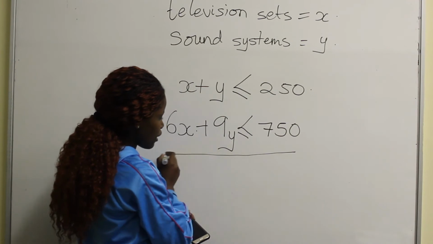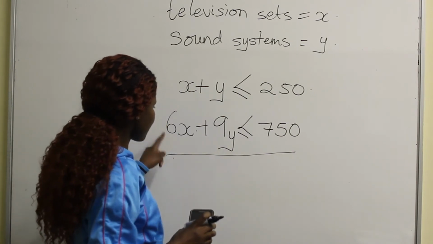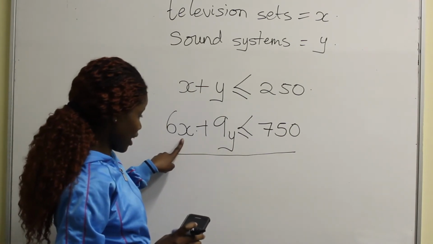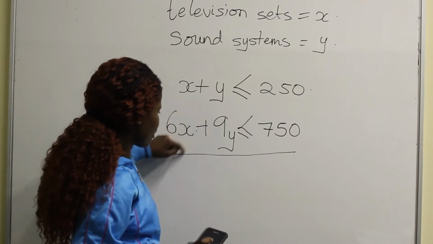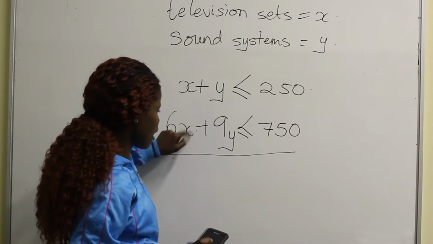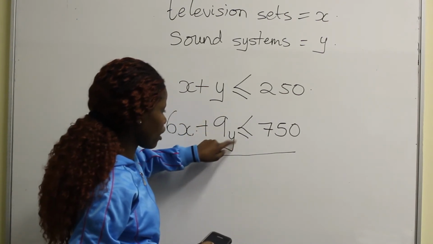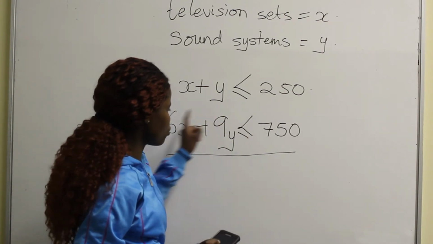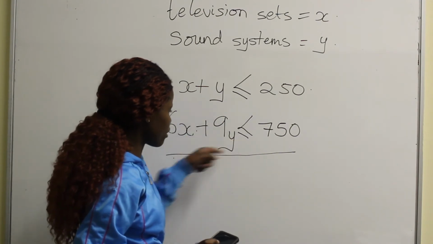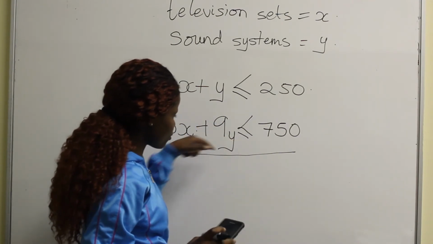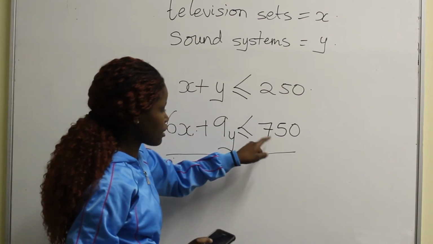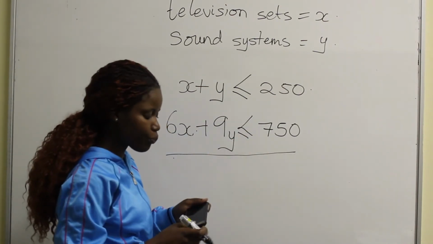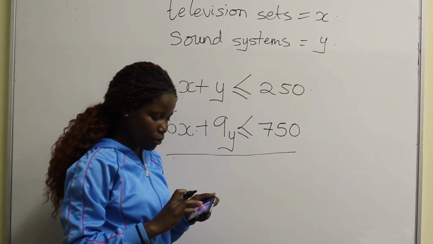Just to further explain this, 6 meters is used for the X and 9 meters for the Y. Therefore, you cannot use more than this. You cannot use this and then it's over 750. It has to be less than or equal. Then we move on with the question.